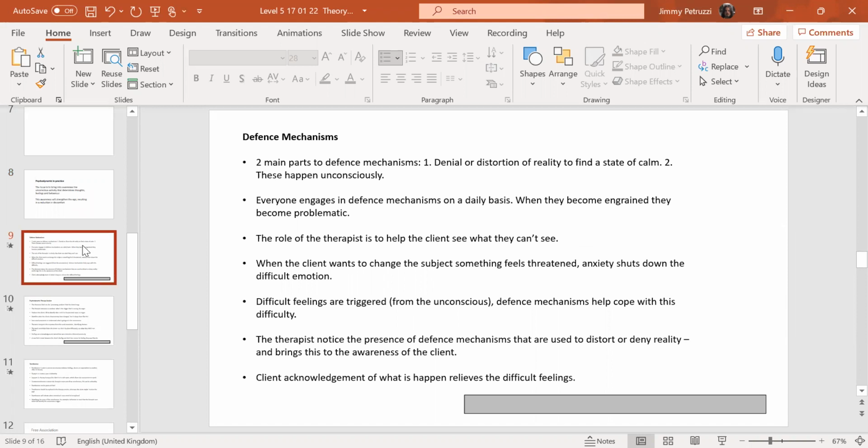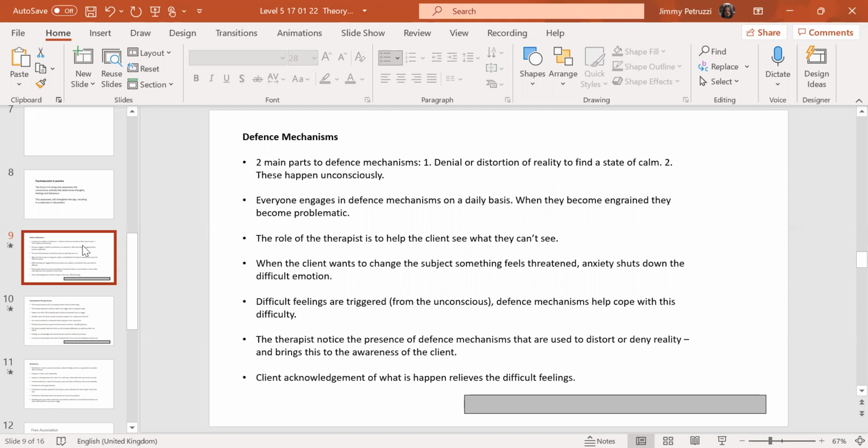Defense mechanisms. Two main paths to defense mechanisms. One, denial or distortion of reality to find a state of calm. Two, these happen unconsciously. Everyone engages defense mechanisms on a daily basis. When they become ingrained, they become problematic. The role of the therapist is to help the client see what they can't see.